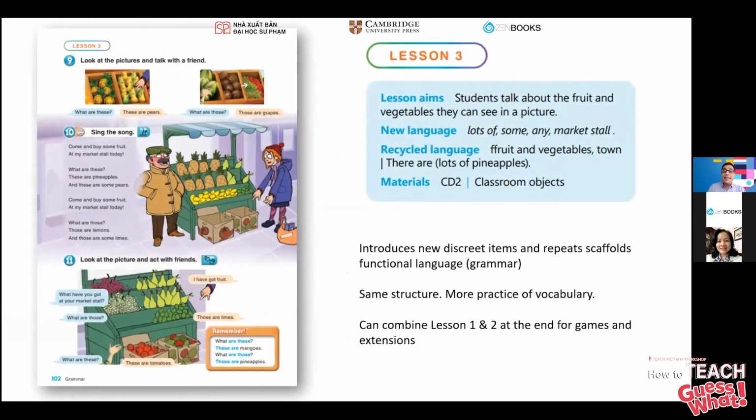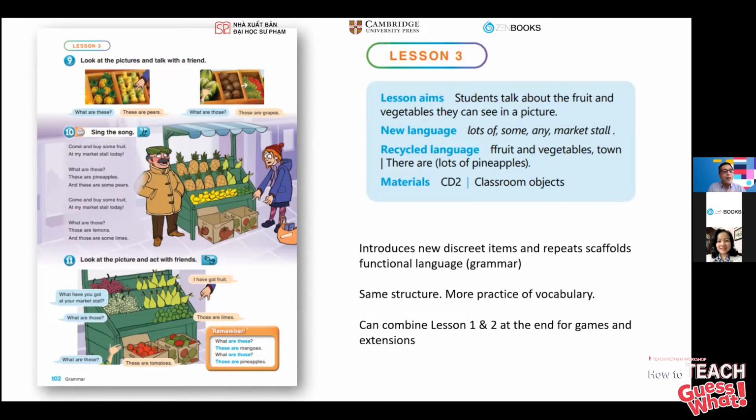And then lesson 3. Lesson 3, the aims are a little bit different. You can see I have lots of, some, any, and market stall as the new language. And what lesson 3 does is it shifts us from the system of vocabulary to the system of grammar. And it introduces new discrete items and repeats and scaffolds functional language. It has the same structure, but it gives us more practice of the vocabulary, but now it's to introduce the structures and be flexible with the structures of English.